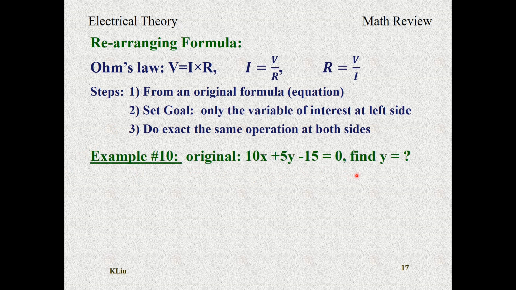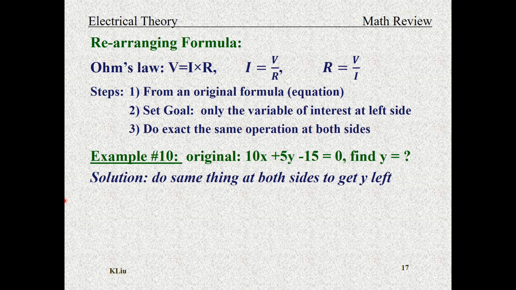Example number 10. From the original equation, derive a formula for calculating the variable y. Remember the goal. Keep only y at left side. Steps. Do same things at both sides. What to do? Let's check step by step. First, how can we eliminate the term minus 15? Add positive 15. There you go.